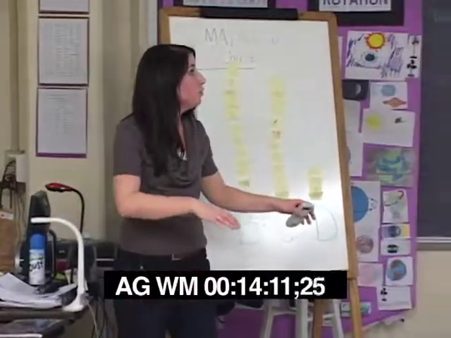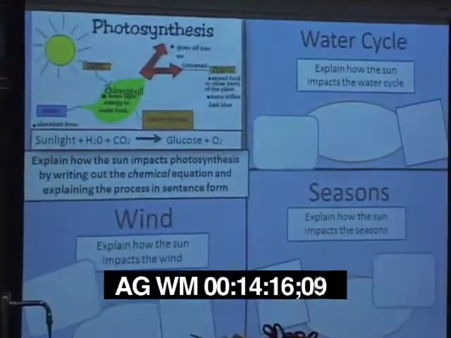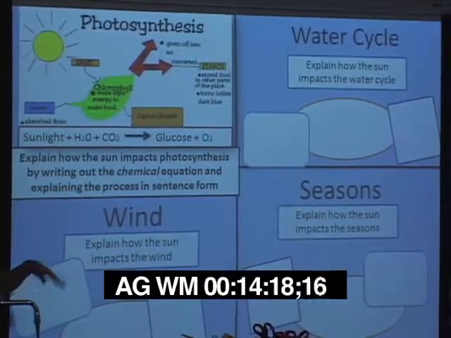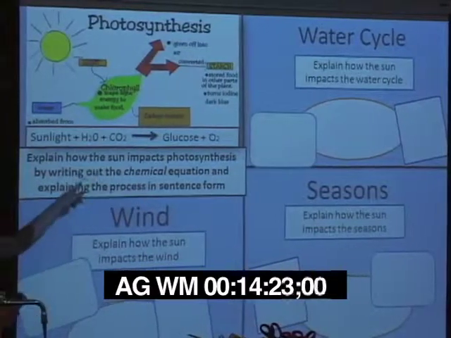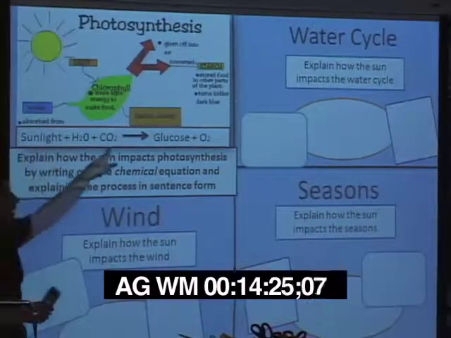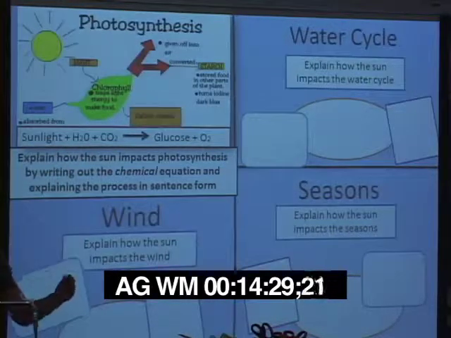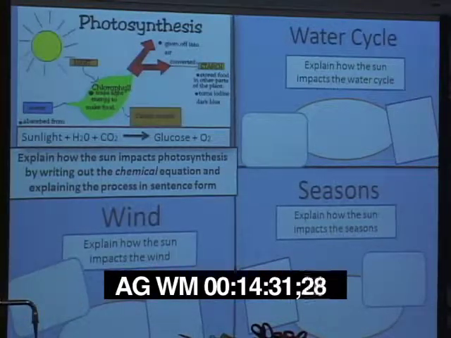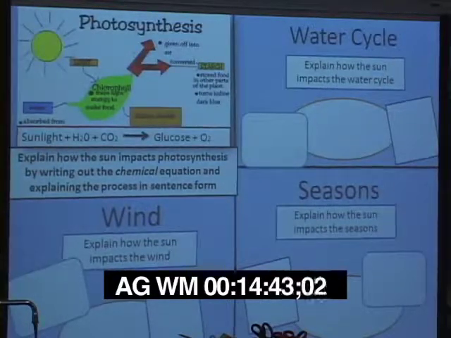So you're supposed to review these 4 concepts. If you notice right here, I've changed it just a little bit. I want each group to explain how the sun impacts photosynthesis by writing out the chemical equation, which is right here. Okay? I want you to physically write that out somewhere in your collage. Now you can do it with the magazine cutouts if you'd like, if you want to be creative about it. You can make it in bubble letters. Okay, it doesn't have to be standard like this, but it needs to be present on your collage somewhere.